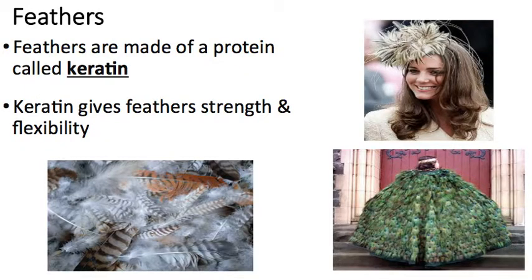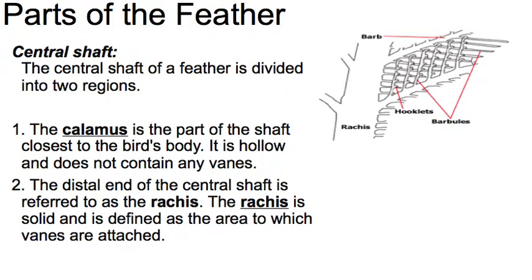Now moving on to feathers. Feathers are made of a protein called keratin. The keratin gives the feathers strength and flexibility. Some anatomy of the feather is that there's a central shaft of the feather, which is the center line that goes down the middle of the feather.